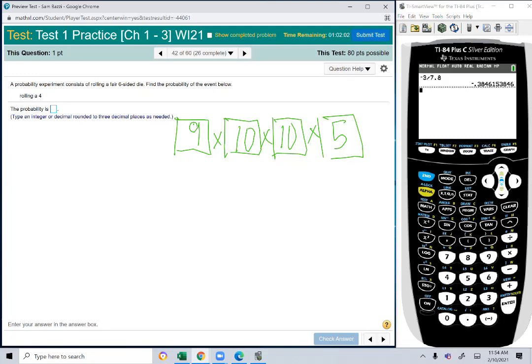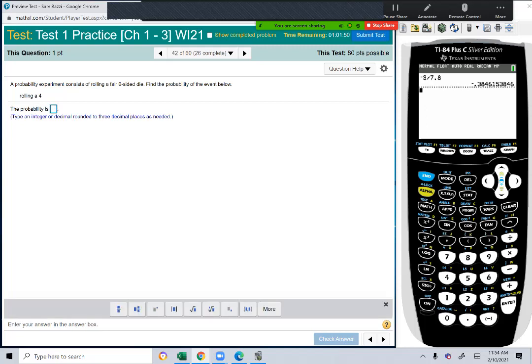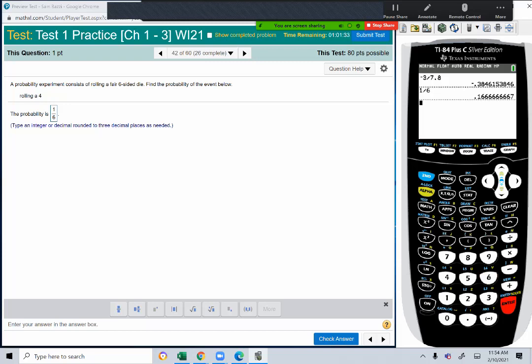Okay, let me just clear here. A probability experiment consists of rolling a fair 6-sided die. What's the probability of the event below? Rolling a 4. Well, there's only one 4 on the die, so it's 1 out of 6. Type an integer or a decimal rounded to 3 decimal places. So we're going to divide 1 by 6, just to show you how to enter the answer. He wants 3 decimal places, so it's going to be 0.167.